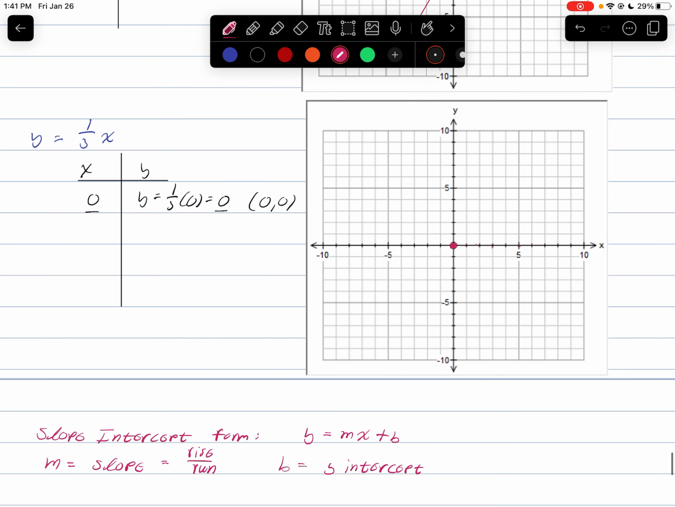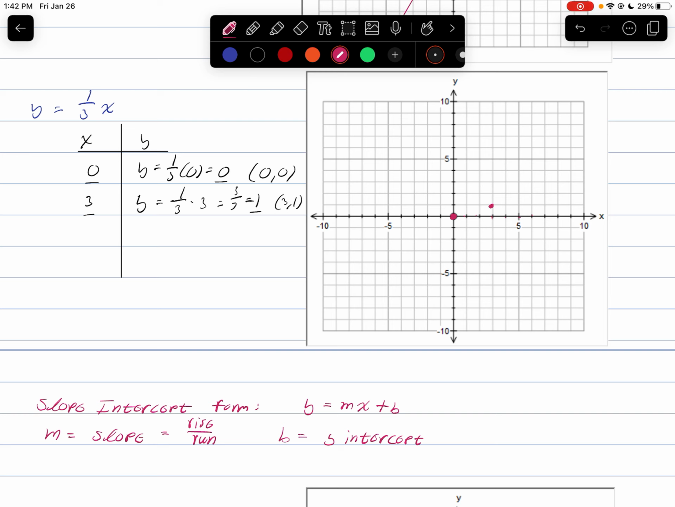So let's try maybe the point x equals 3. If we choose the point x equals 3, we would get y equals 1/3 times 3, which is 3/3, which is 1. So our x value is 3, our y value is 1, so we would have the point (3, 1). Okay, so we would go to the right 3, and we would go up 1.